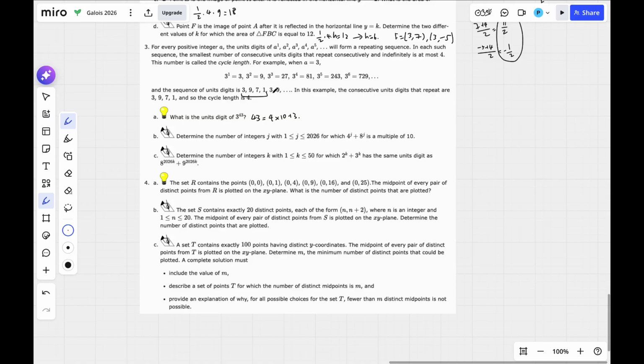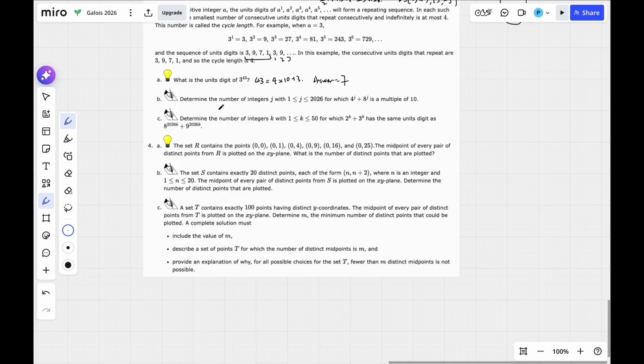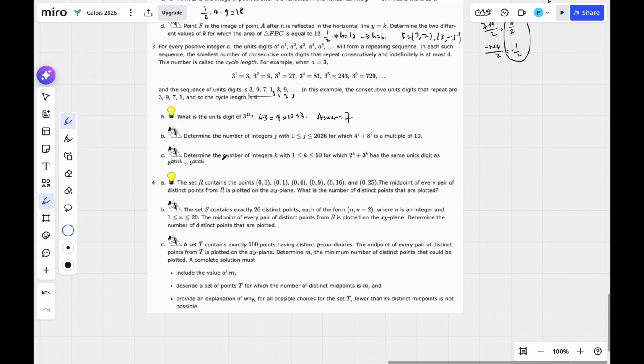So since we know that this repeats every 4 numbers, we just need to find the remainder when 43 is divided by 4. 43 is equal to 4 times 10 plus 3. So after 10 cycles, it will go 1, 2, 3. And so the answer will be 7.